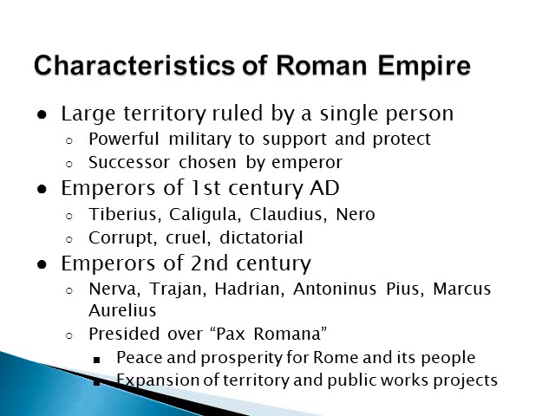So as we transition from BC to AD, Rome has become an empire. It's a large territory ruled by a single person. That person has a powerful military to support and protect his interests, and he's able to choose a successor when it's time for him to pass out of power. When he's about to die, he names the person who's going to come next.